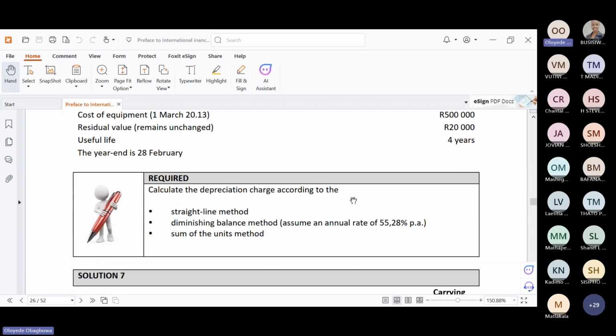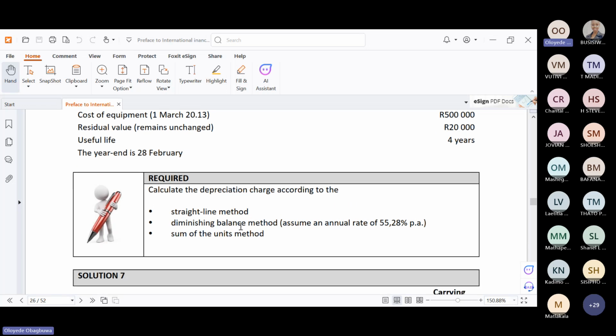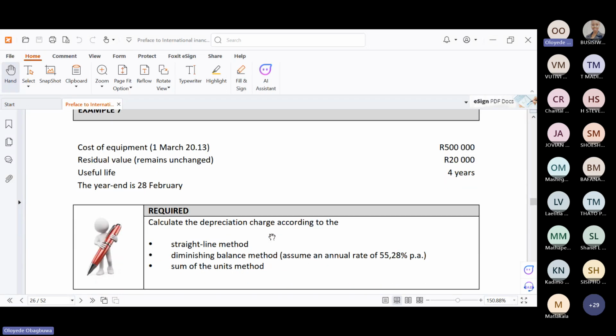Calculate the depreciation charge according to the straight line method, the diminishing balance method, assuming an annual rate of 58.28% per annum. Then use the sum of the digits method. So these are the depreciation methods: we have the straight line method, the diminishing balance method, and the sum of the digits method. I've explained the straight line method and we have also used the diminishing balance method. We have not used the sum of the digits method, but let me see whether the information here covers it.